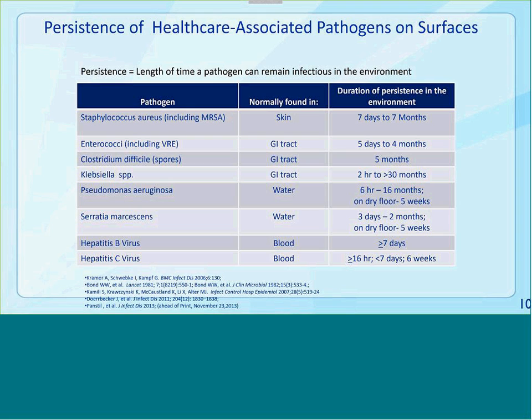And those spores are going to hang around the environment for a long time, up to 5 months. Klebsiella, gram-negative, can be harbored, normally found in the GI tract, again, up to 3 months, 2 hours to 30 months. It can be persistent in the environment. And they have the 2 water bugs, Pseudomonas and Serratia. Both can hang around quite a little while. And then the 2 viruses, Hep B and Hep C.